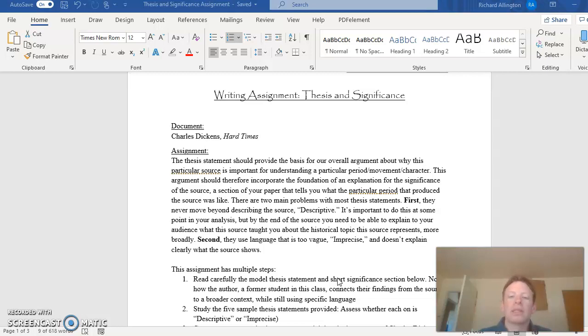We need something that says, given that this source says such and such about the Protestant Reformation, we understand that this specific thing that I'm pointing to, that I'm telling you about in this paper, is changing. So I hope that's helpful.